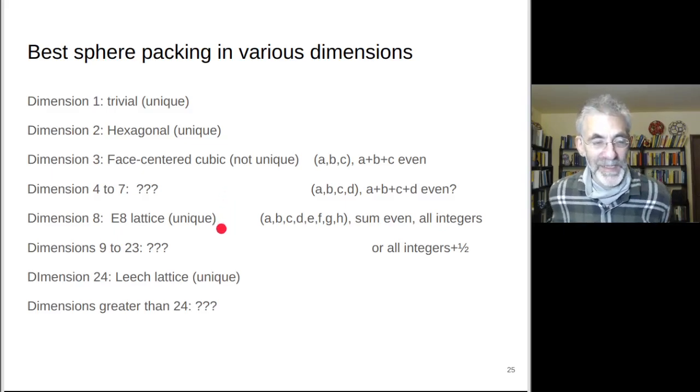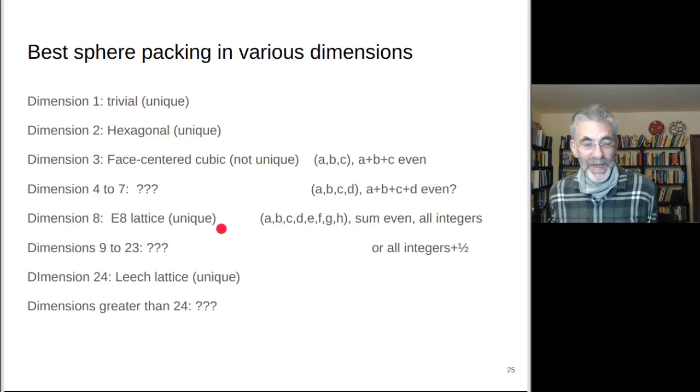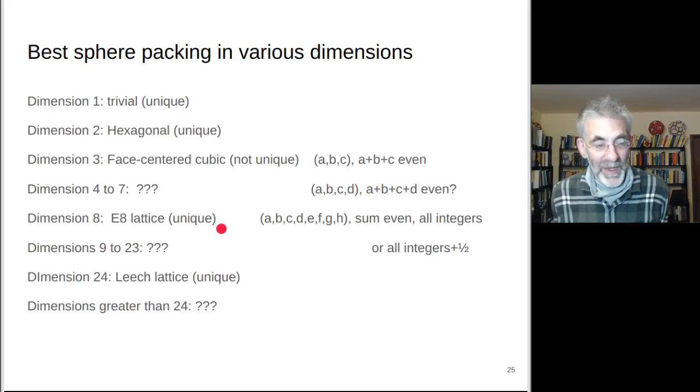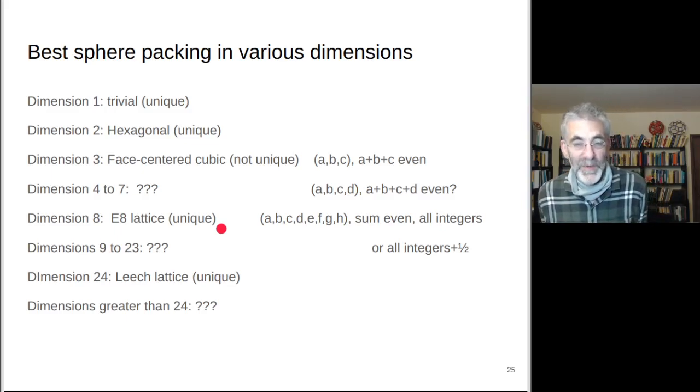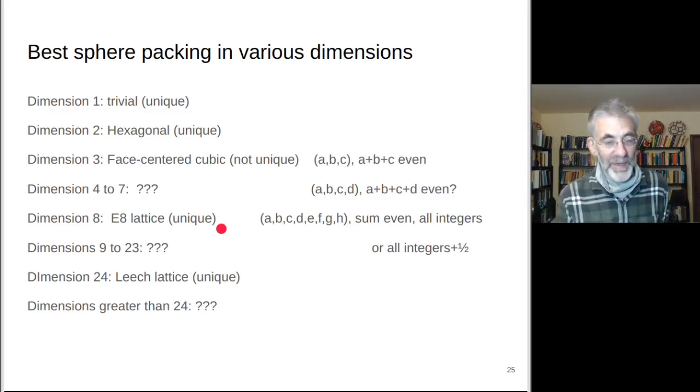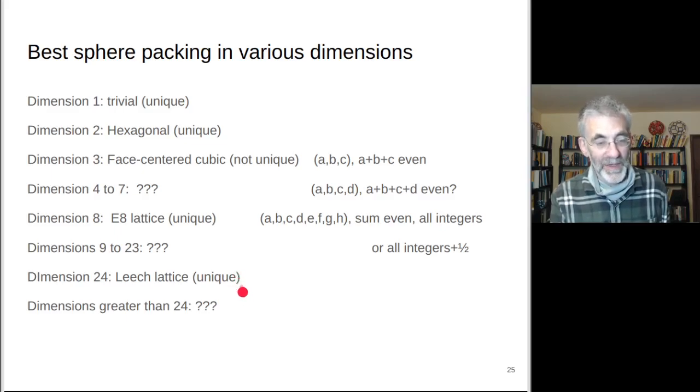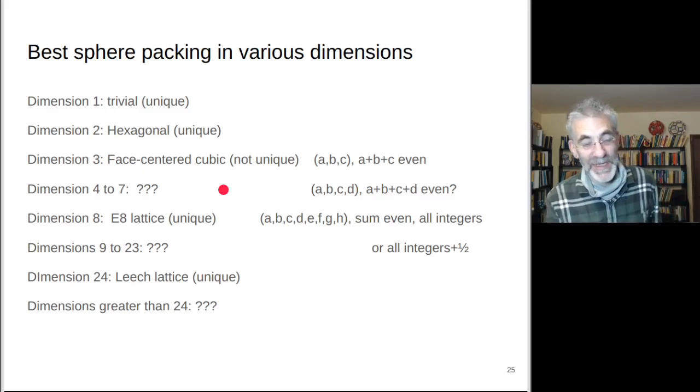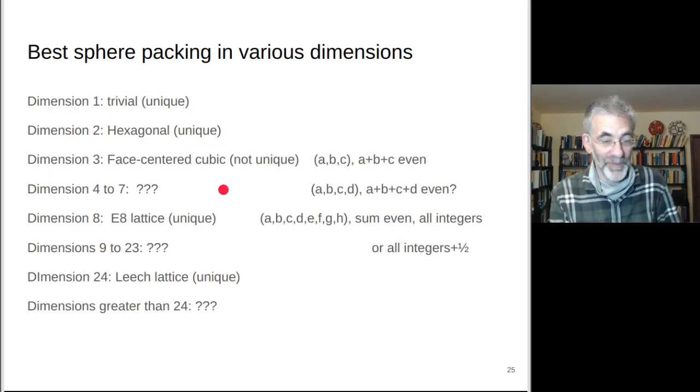Dimension 8, the densest lattice packing, is something called the E8 lattice that I'll describe a bit later. Dimension 9 to 23, again, we have a guess about what the best answer is, but we haven't managed to prove it. And in dimension 24, the densest packing is called the Leech lattice, and in this case it is unique. Dimensions greater than 24, again, we don't know. And this is very weird, because you would expect dimension 4 to be the next easiest case after 3, but it turns out the next easiest cases after 3 are 8 and 24.